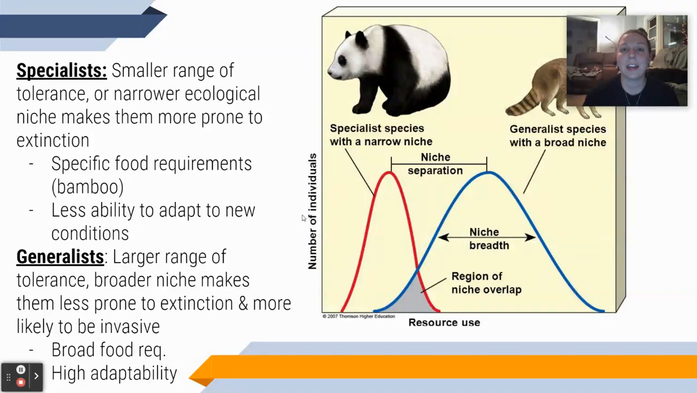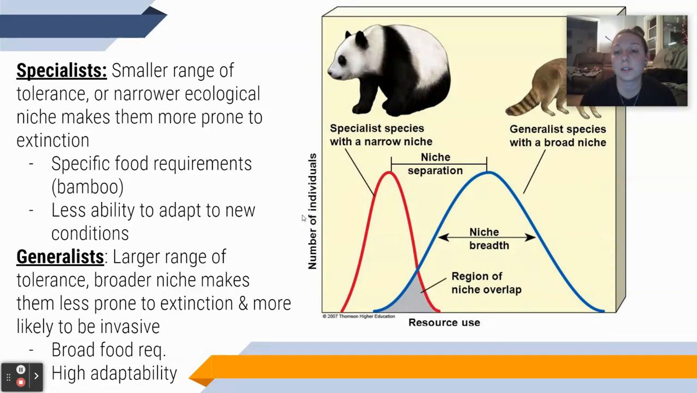So that means that they don't have a wide variety of things that they can adapt to or that they can survive with. So this makes them more prone to extinction. They're going to have very specific food requirements. So in this example, the panda, even though it's a very large animal, is going to eat primarily just bamboo. They're less able to adapt to new environments with the digestive system that a panda has. If we were to take it and drop it in a tropical rainforest or even a temperate rainforest, it would not be able to survive.